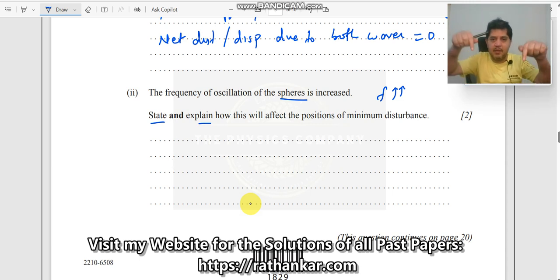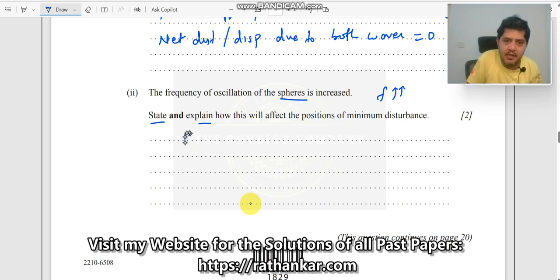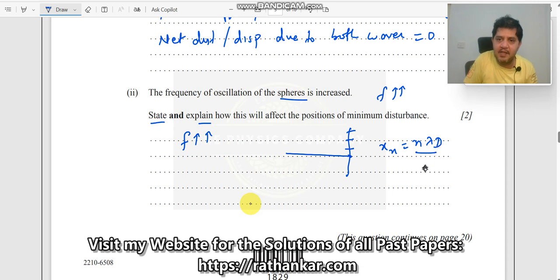Now you have these two spheres vibrating slowly like this. When the frequency increases, they vibrate faster and faster, so you get more waves. We want to know how the positions are affected. We know the positions of each of the minima. In your YDSE experiment you got several minima, and you wrote xn, the position of the minima, equal to n into capital lambda into d divided by small d.